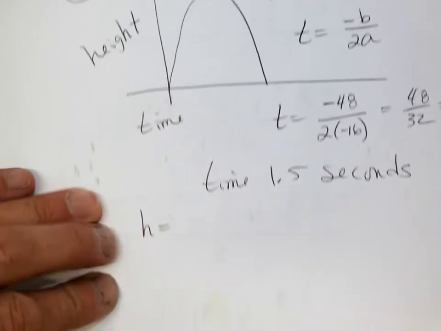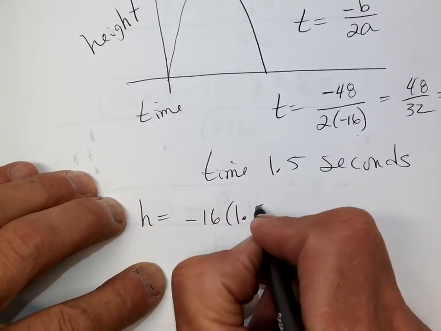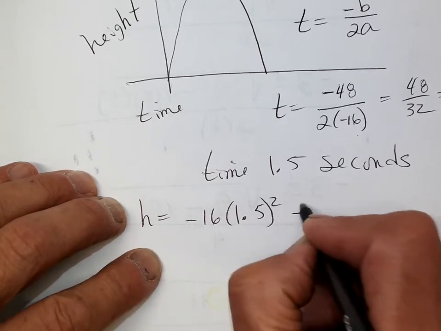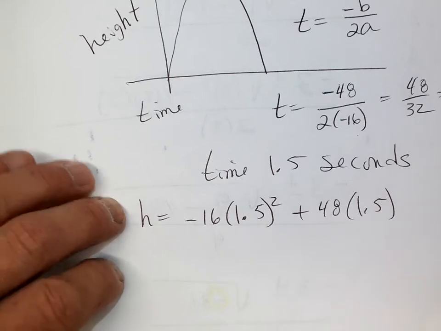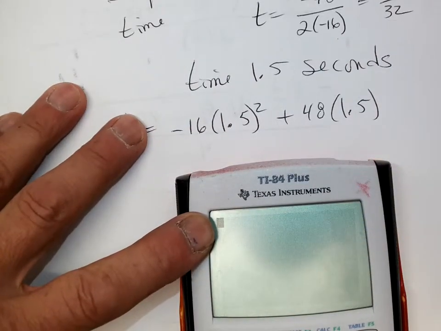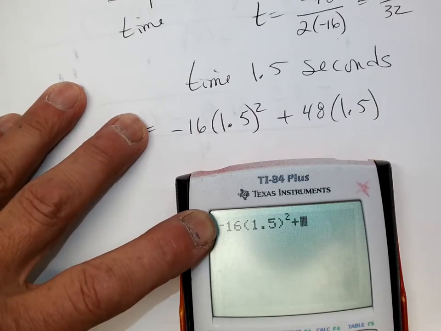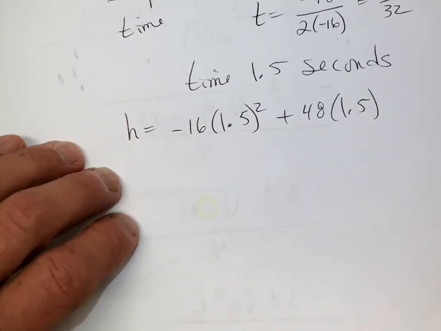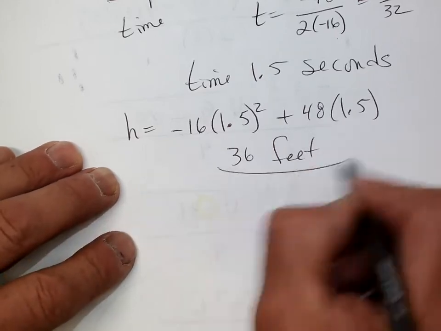The height's going to be negative 16 times 1.5 squared plus 48 times 1.5. I'm just going to use my calculator. It's the easiest way to do it. 16 times 1.5 squared plus 48 times 1.5. And I get 36. And that's the height. 36 feet.